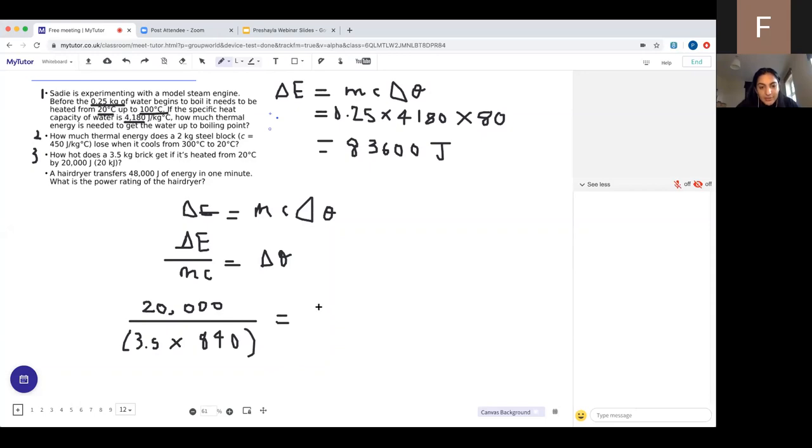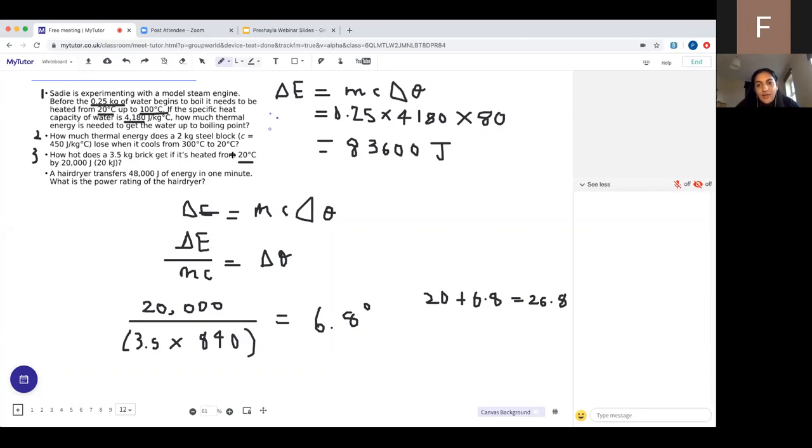Okay, so when we put that through, we get 6.8 as our change in temperature. So remember, this is a change in temperature. So if it's starting from 20 degrees, we want how hot does it get? So we want the final temperature. So if it starts from 20 and the change in temperature is 6.8, the final temperature is 26.8. Okay, so it raises the temperature by 6.8 degrees.